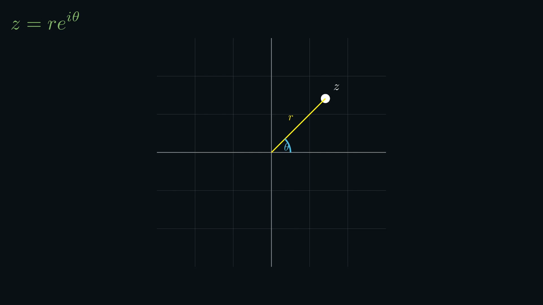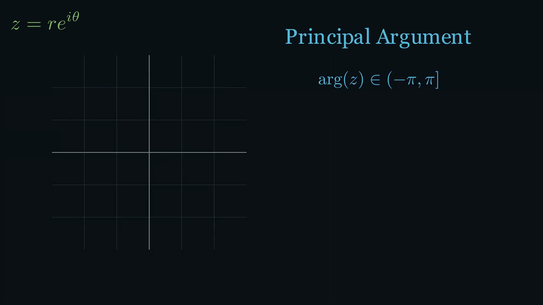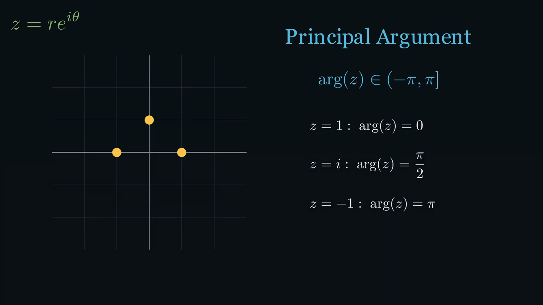Arguments are not unique. If theta is an argument, so is theta plus 2 pi, and theta plus 4 pi, and so on. We single out one value, the principal argument, written arg of z, which is the unique angle in the interval from negative pi to pi, including pi. For z equals 1, arg of z equals 0. For z equals i, arg of z equals pi over 2. For z equals negative 1, arg of z equals pi. For z equals negative i, arg of z equals negative pi over 2.